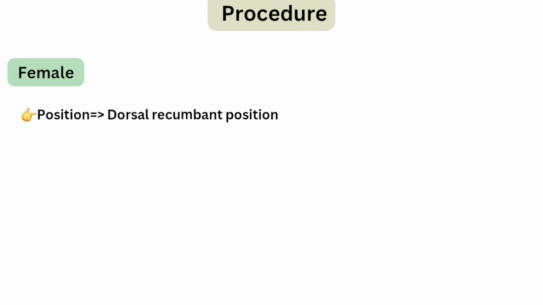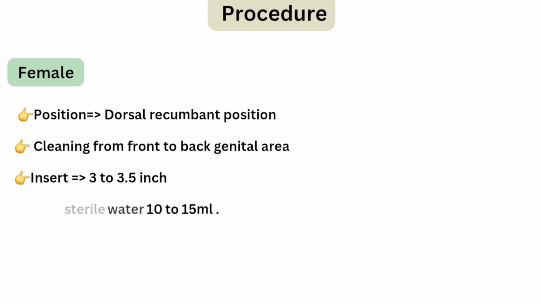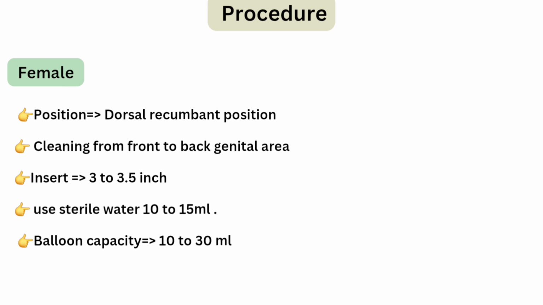Next is the female procedure. Position should be dorsal recumbent position. Cleaning from front to back in the genital area. Insert 3 to 3.5 inches. Use sterile water, 10 to 15 milliliters. Balloon capacity is 10 to 30 milliliters.